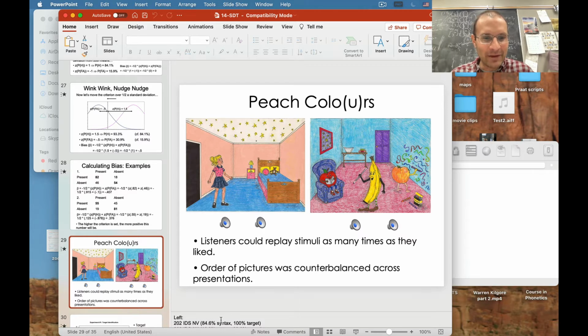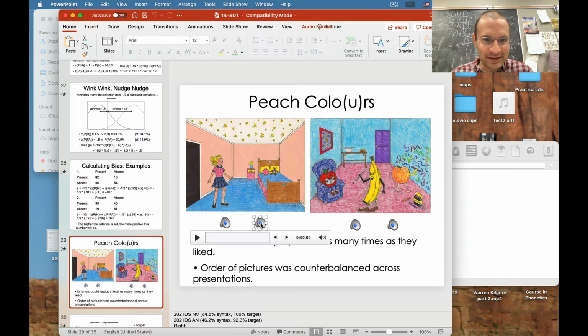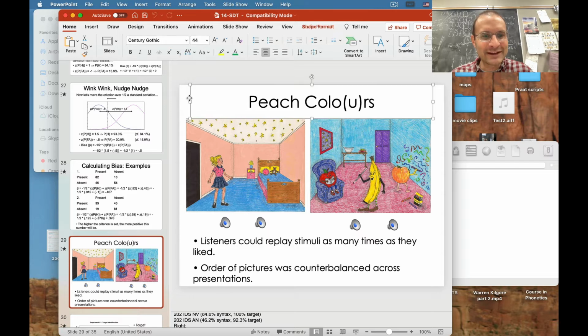So on the left, the two options are that this is the adjective noun phrase, and then this is the anthropomorphic peach coloring on the walls. Maybe you got that, maybe you didn't.